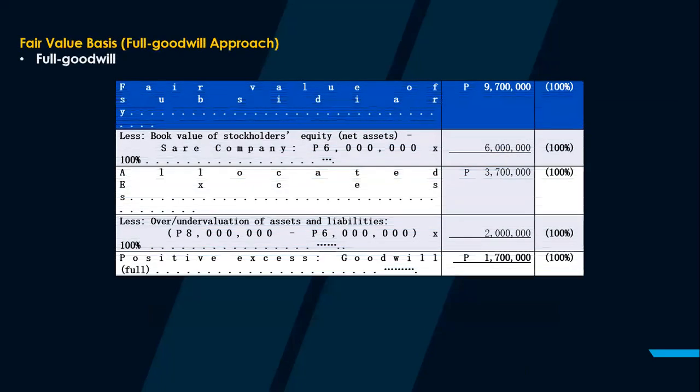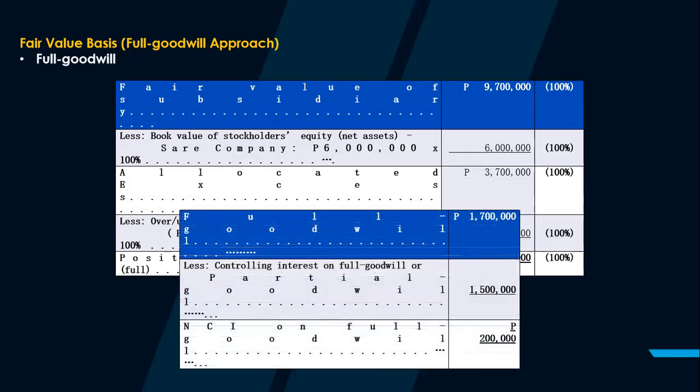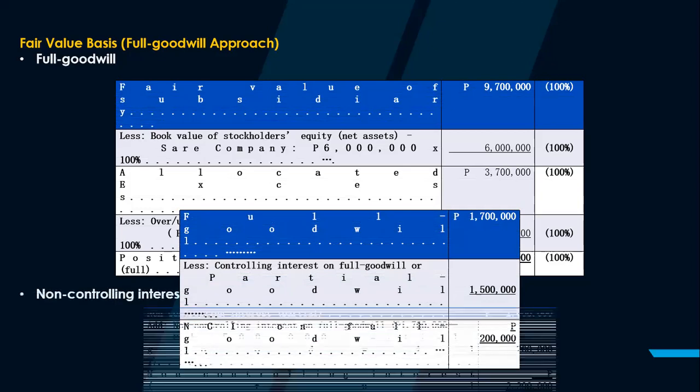Now the fair value basis, full goodwill approach: we have now the fair value of your subsidiary is 9.7 million, then deduct the book value of 6 million, we have 3.7. Then we have the over and under valuation of assets, we have now the positive excess of 1.7 million, and the controlling interest on full goodwill, so we have now the NCI on full goodwill of 200,000.